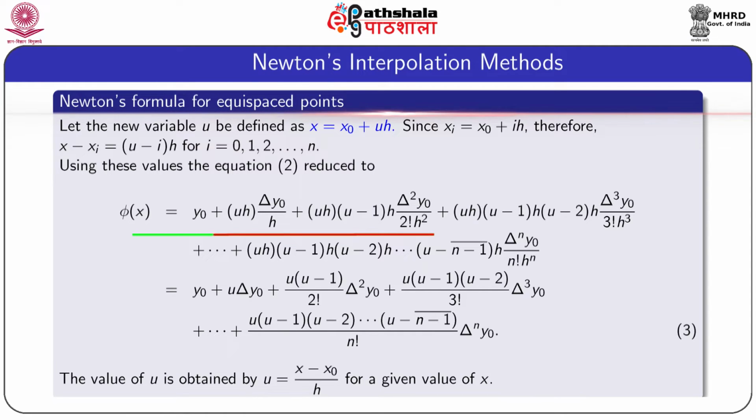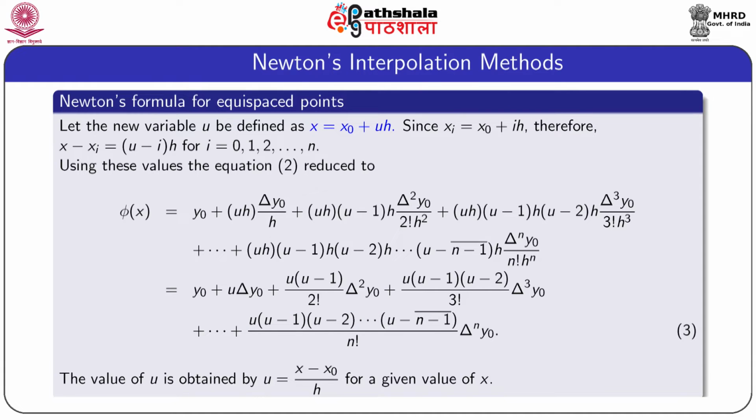u h into delta y0 by h plus u into u minus 1 into h delta 2 y0 by factorial 2 into h square, and so on. Note that each term contains the same number of h in numerator and denominator. So, after cancelling all h, the entire expression reduces to y0 plus u delta y0 plus u into u minus 1 by factorial 2 delta 2 y0, and so on.